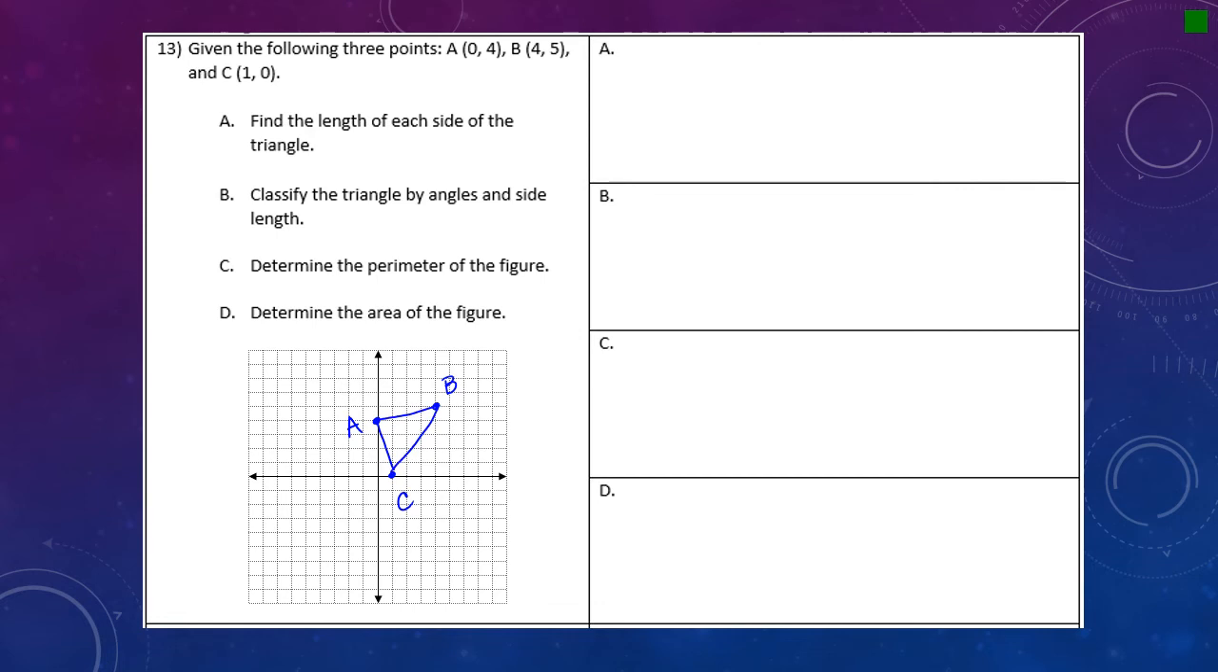And now let's work on part A, which is to find the length of each side. So my 3 sides are AB, BC, and CA. Okay, so now we have to do the distance formula 3 times. And I'm going to write the distance formula right underneath the question for part A, just so that it's here.